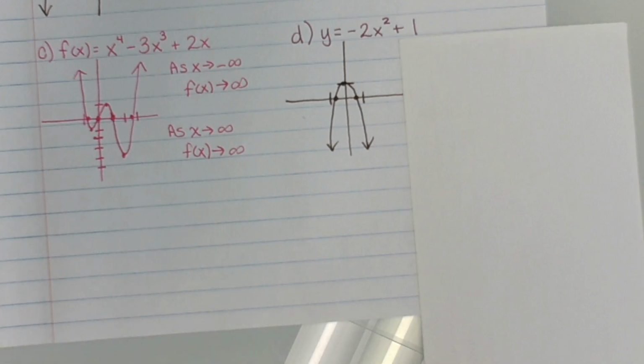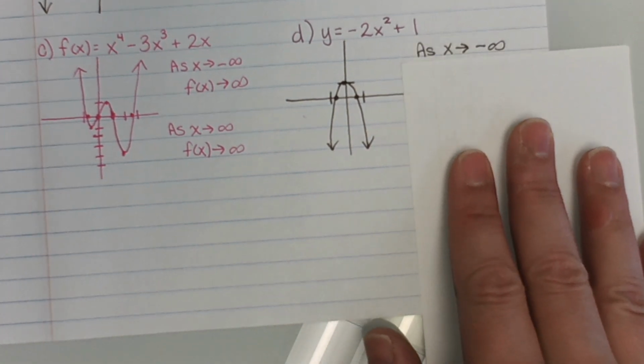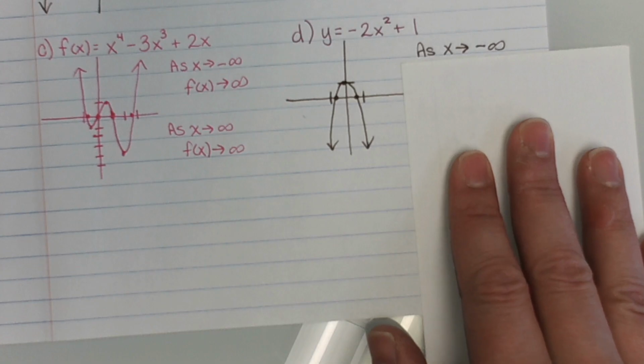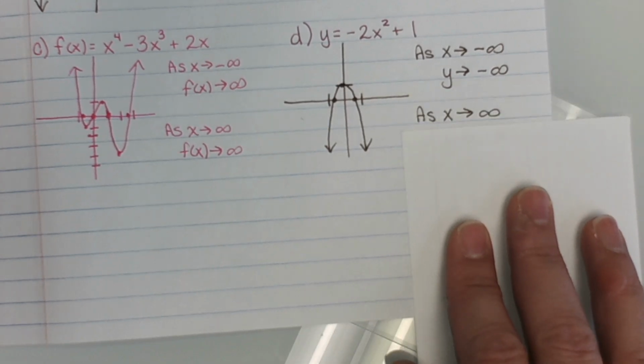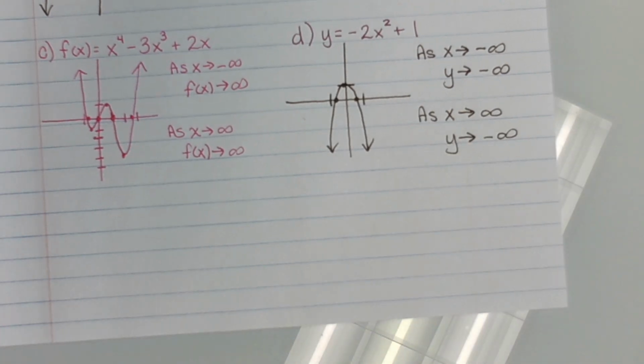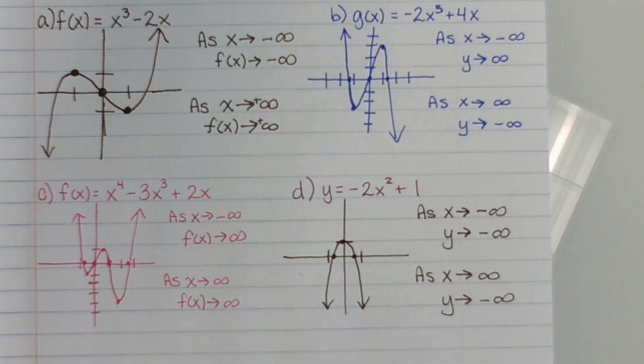Okay. The other one that we've got here looks like that. As x is going to negative infinity, which way is y going? Down, which is towards negative infinity. As x is going to the right, y is going to negative infinity as well. Now, I purposely chose these 4 problems to talk about something else with their graphs.